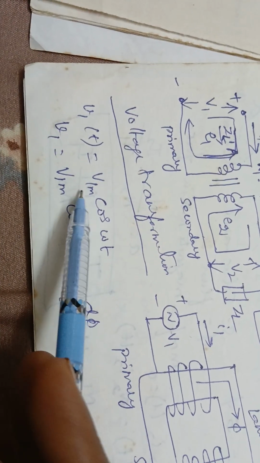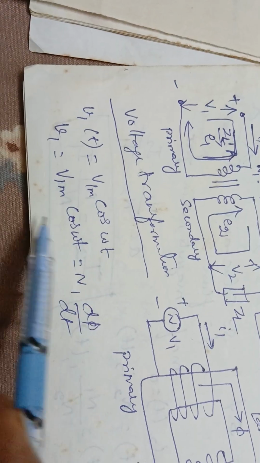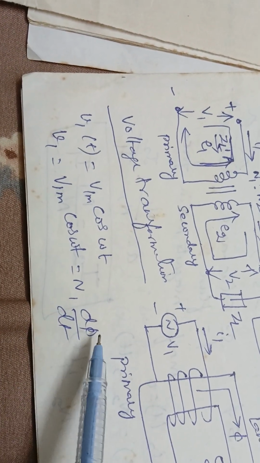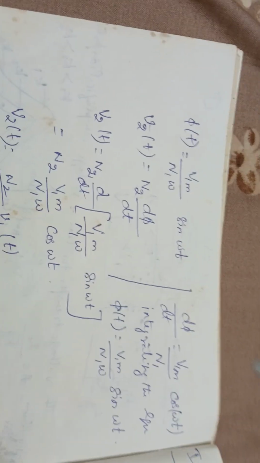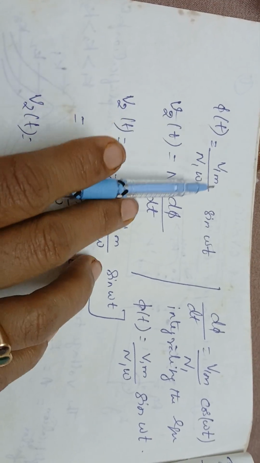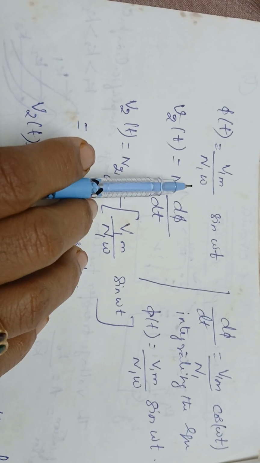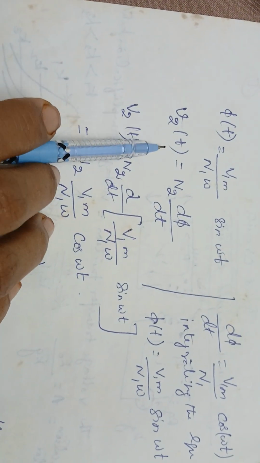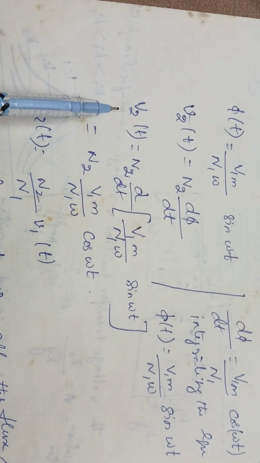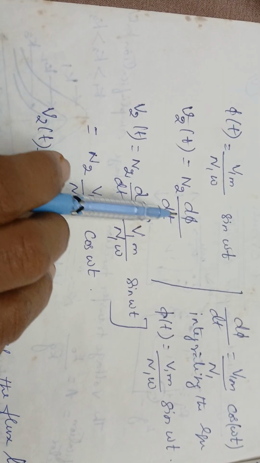V1 of t is equal to Vm, the maximum input voltage, cos omega t, which we can write in terms of N1 d phi by dt. So phi of t, the flux produced, is Vm1, that is V1 maximum, divided by the number of turns into omega, sin omega t. V2 of t is equal to N2 into d phi by dt.